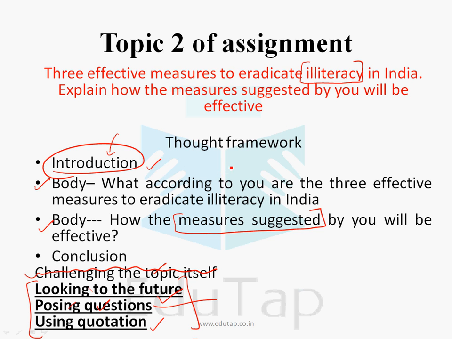So this is the thought framework for this essay: the body will deal with the basic questions that have been asked in the topic. There are two questions: what are the effective measures, where you have to suggest three effective measures, and then how these measures can be effective in dealing with illiteracy. The introduction can start with statistics or a quotation, and the conclusion can pose questions, or it can give a positive conclusion by looking to the future.